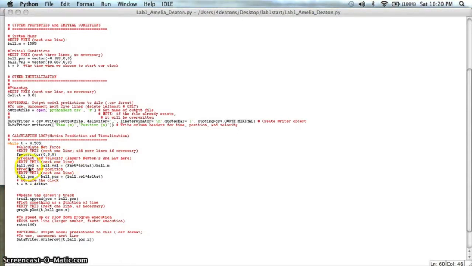So I have the final velocity equals the initial velocity plus F net times delta t divided by the mass of the car. And then I have the final position equals initial position plus ball.vel, which is the final velocity, times delta t. Now, the F net, the net force, is equal to 0 because the amount of pushes and pulls collectively cancel out in order to equal 0. That way you have a constant velocity.